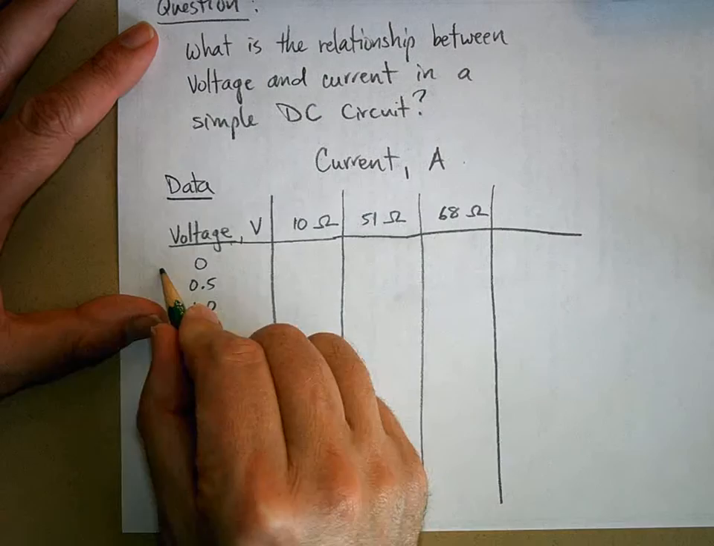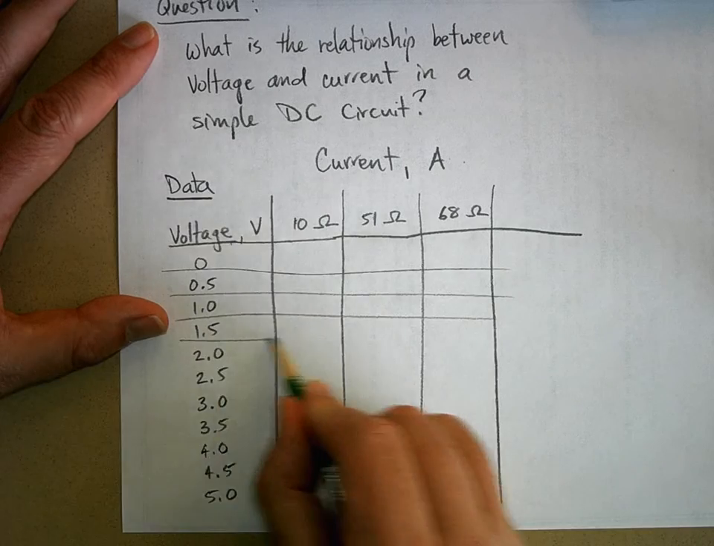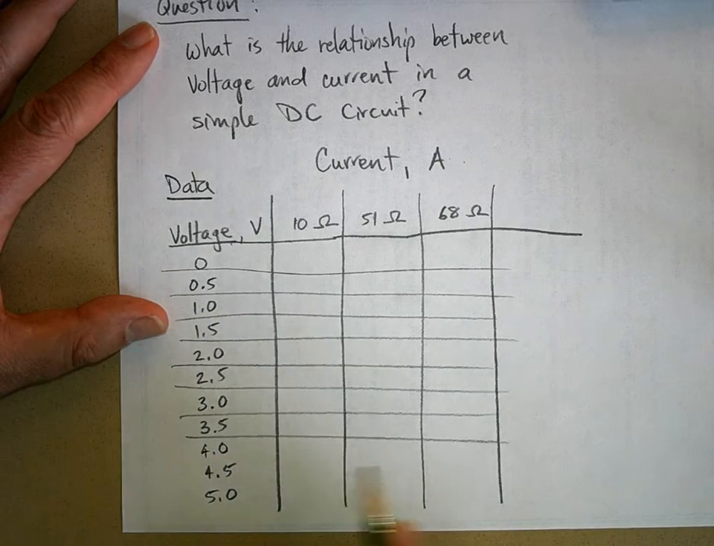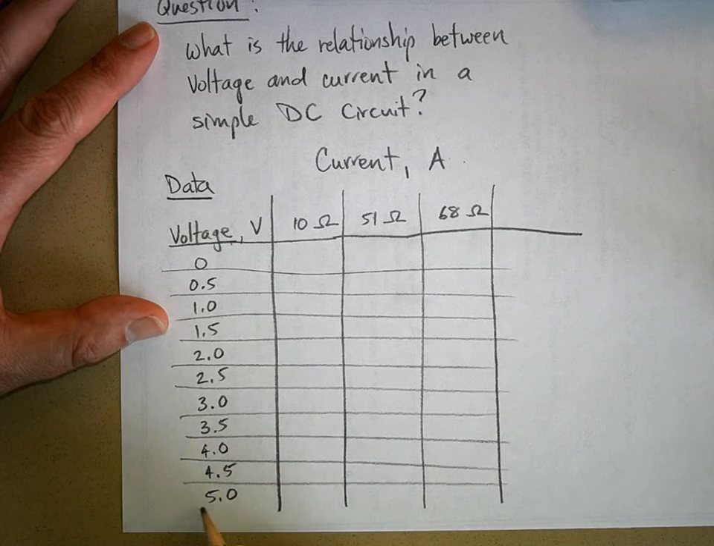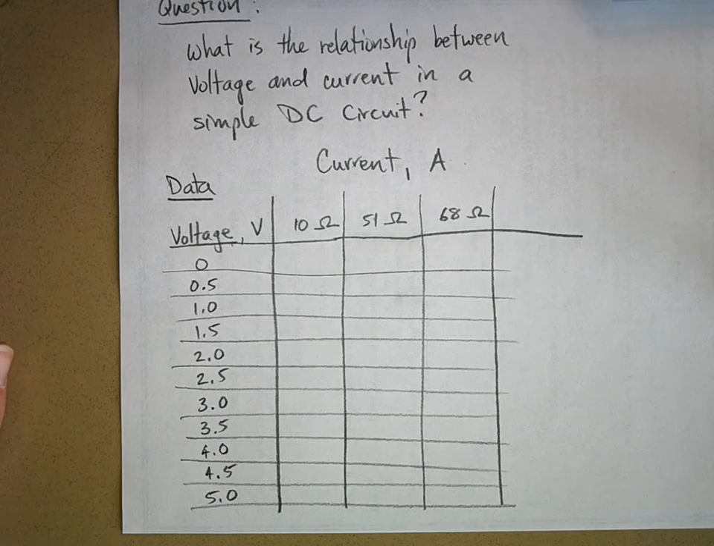So we have a lot of data to collect. And hopefully you have a graph paper notebook. If you do, this is pretty easy to do. Pretty easy to make a data table like this. Okay, so what I'm going to do now is show you how to set up your lab with the lab equipment, and then we'll do it, and then we'll collect our data.